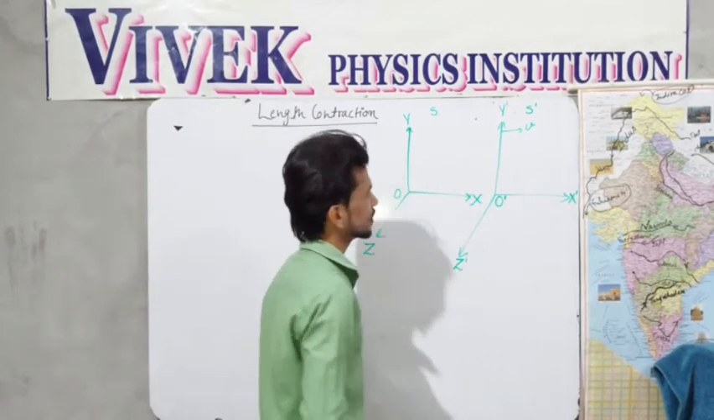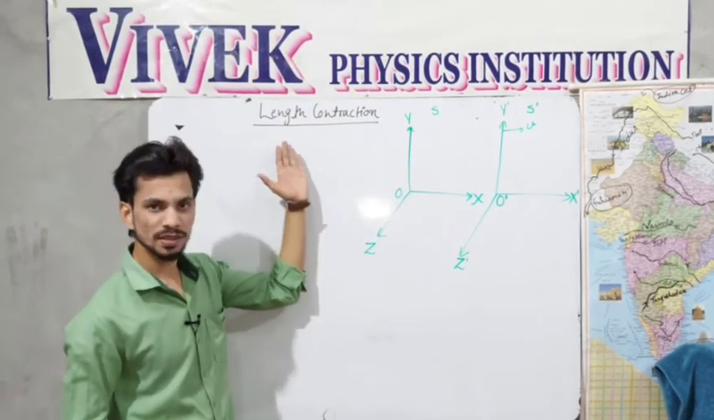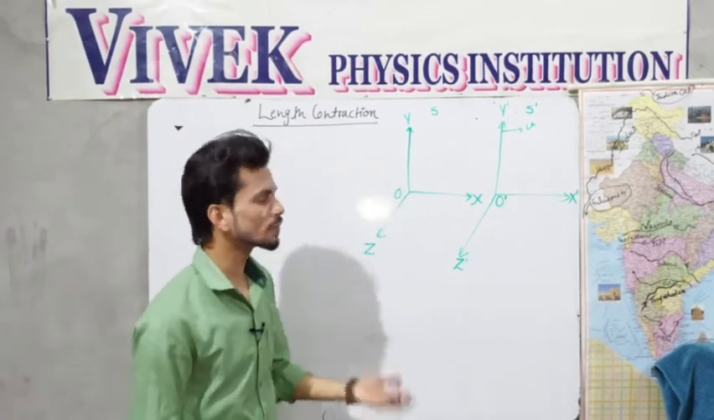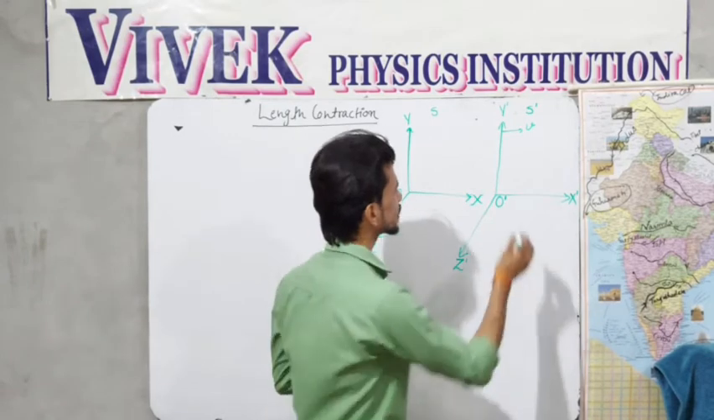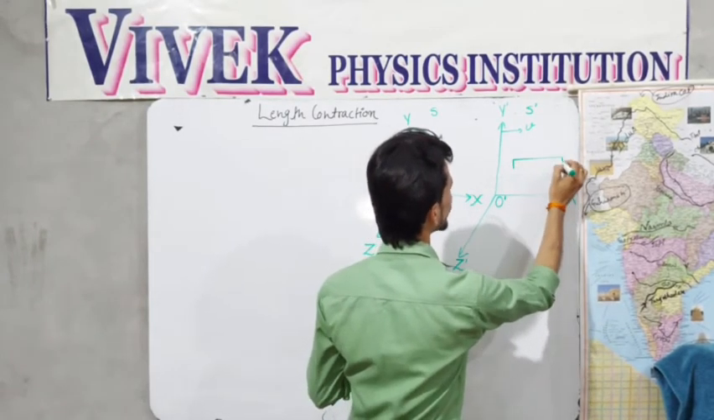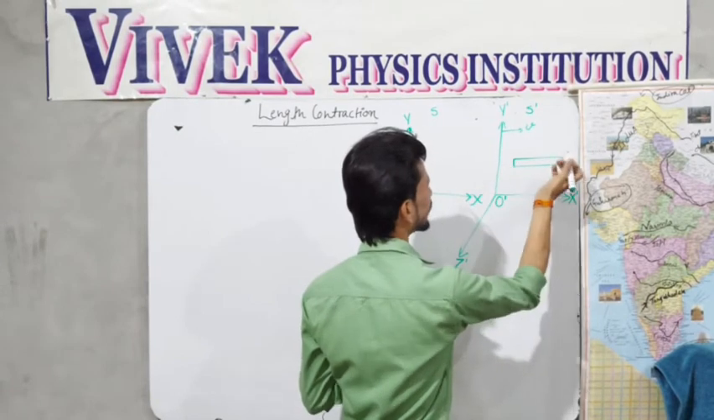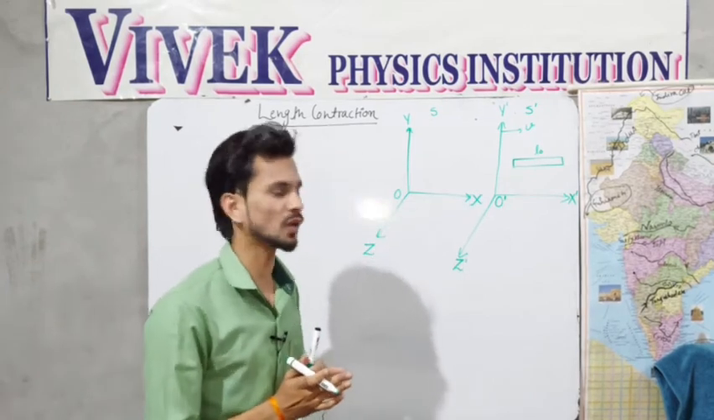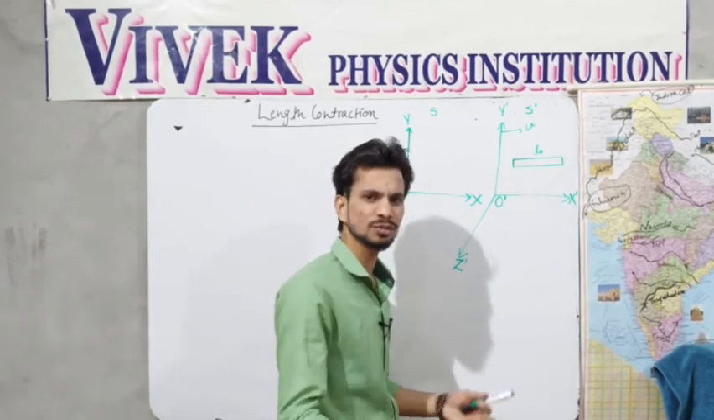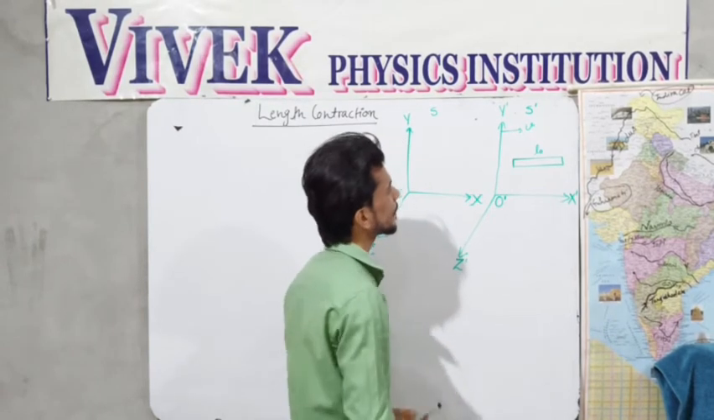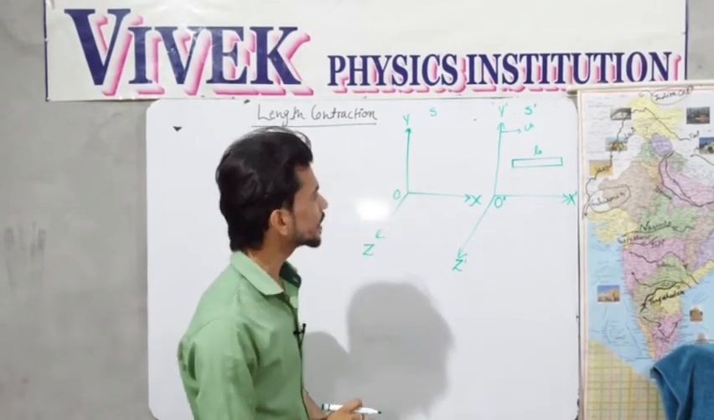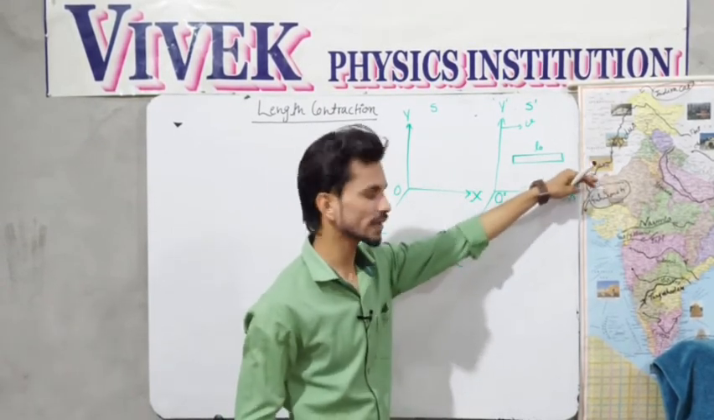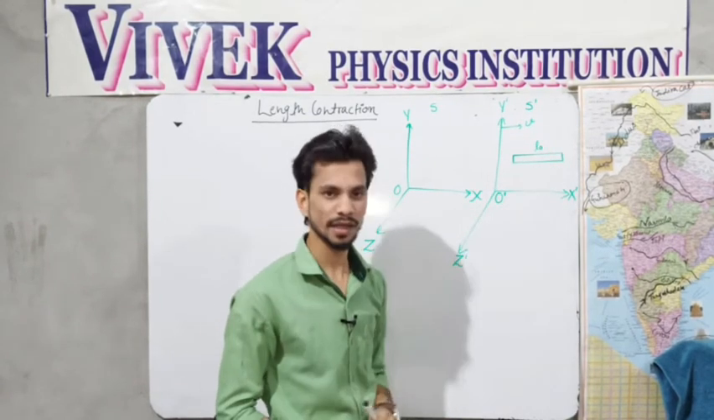Now we have to consider length. Let us consider a simple stick or an object having some actual length. Let us say in the frame of reference S dash there is an object having length, let's say L naught. It's the proper length, the actual length, let's say 1 meter, 2 meters or 1.5 meters, anything. This object is lying along the x dash axis, so L naught is along the O dash x dash axis.